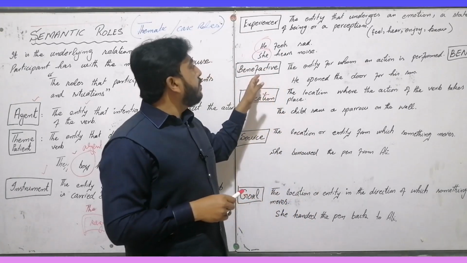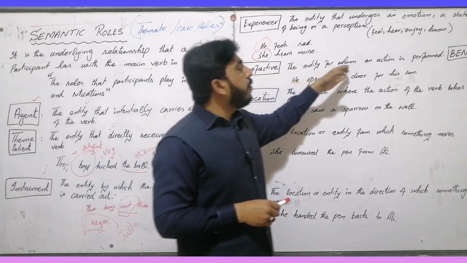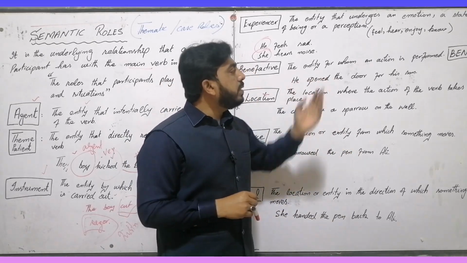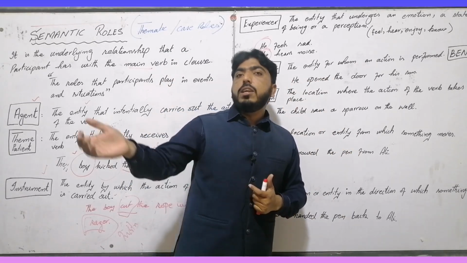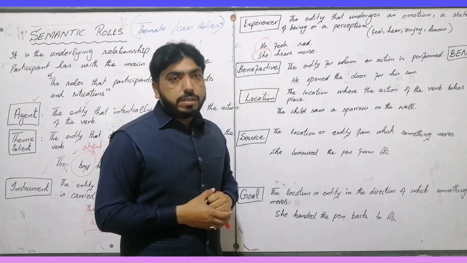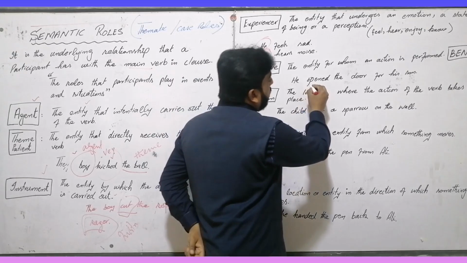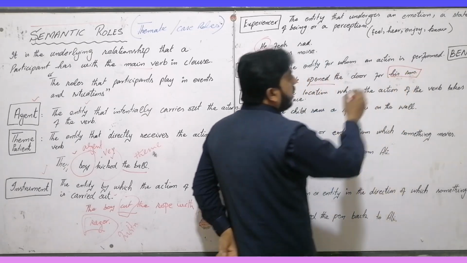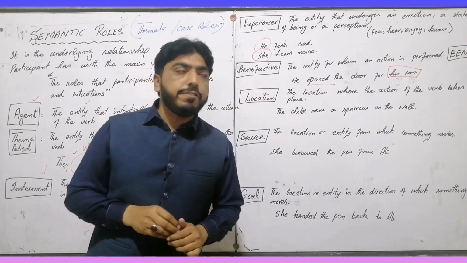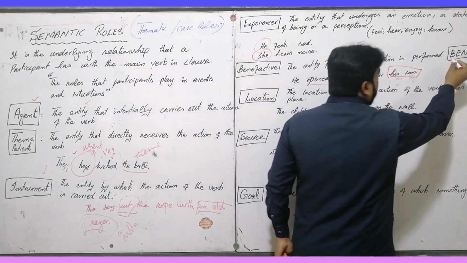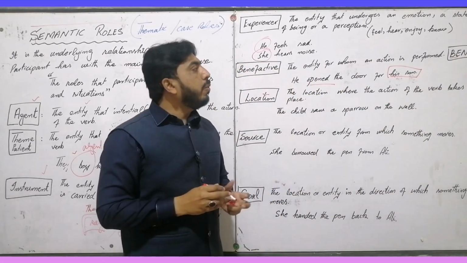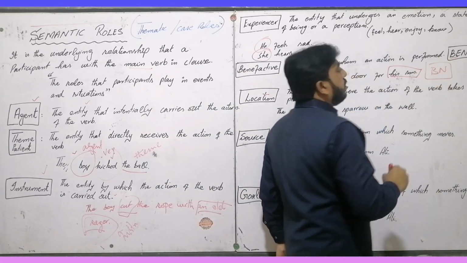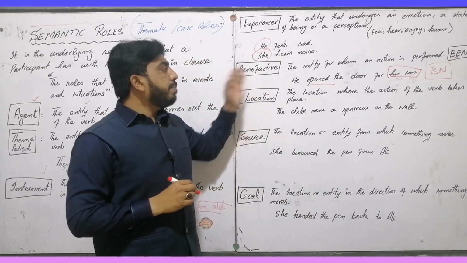Next we have benefactive or benefactor, the entity for whom an action is performed, right? The entity which gets benefit. For example, he opened the door for his son. He fetched water for his teacher. So opening the door is an action and it is being performed for whom? Son. So his son here is a benefactor, benefactive. It may be written in this way, B-E-N, and sometimes only B-N can also be written to identify the role of benefactor.